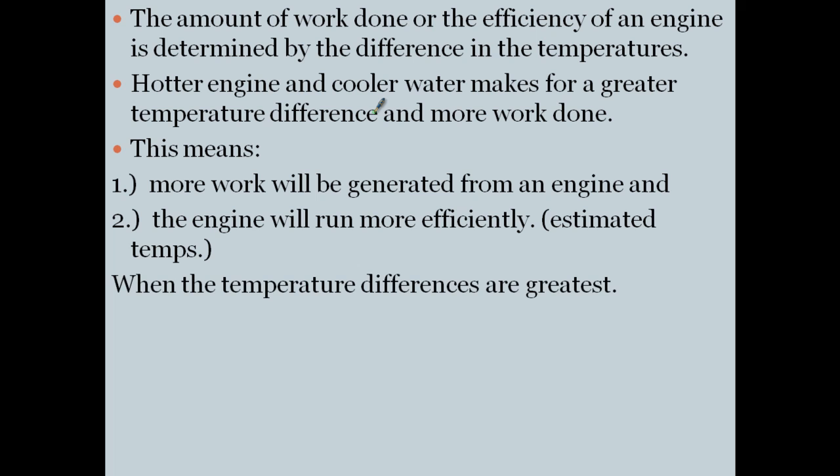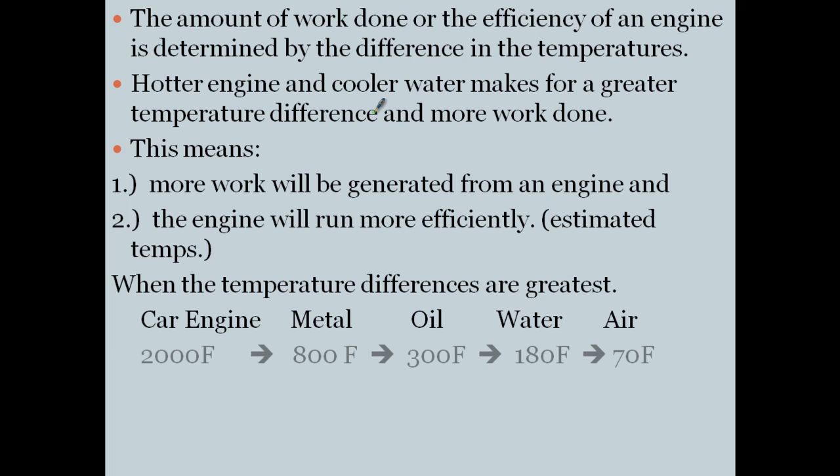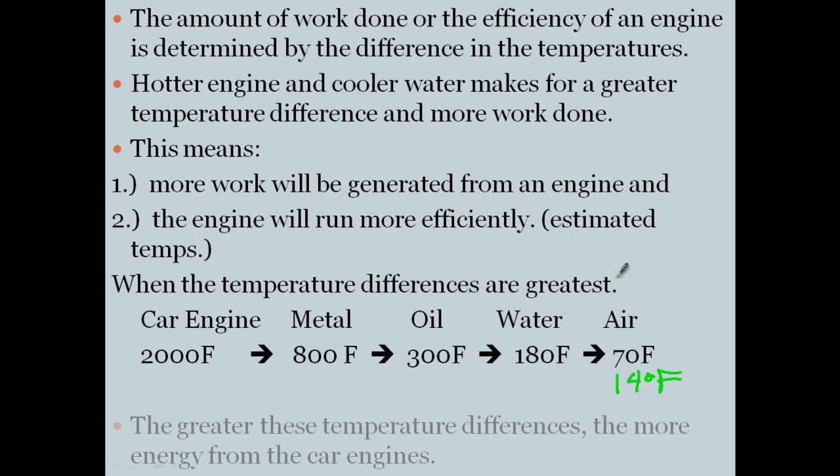This means more work will be generated from an engine, and the engine will run more efficiently. So let's say when the temperature differences are the greatest. These are just some random temperatures. If your car is at 2000 Fahrenheit, the metal on your engine is 800 Fahrenheit, your oil is 300, the water is 150, and the air is 70. Now if you can change these temperatures, like we'll keep this 2000, but it's 14 degrees outside because we're in New England in wintertime, you're going to get more temperature difference, which means you're going to have a more efficient engine. So your cars are actually more efficient in the winter than they are in the summer. The greater these temperature differences, the more energy from the car engines.